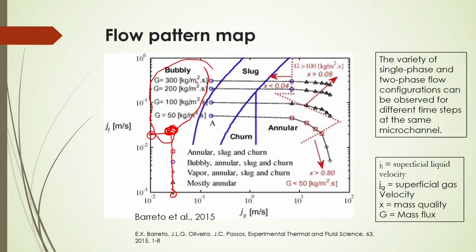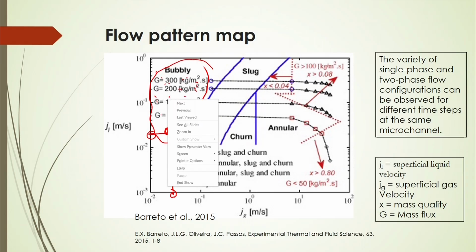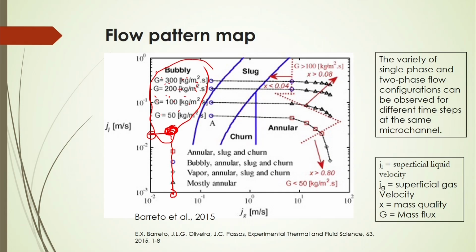So, at any point of this region, that means at the combination of this J_G and J_L, you may expect that it will be a bubbly flow regime. Whereas at this location, if you consider a point here, the gas velocity is a little bit higher, and the liquid velocity is also a little bit higher. So, at higher gas velocity and liquid velocity compared to this previous point of bubbly flow, you may expect slug flow. This slug flow will happen here at this combination.